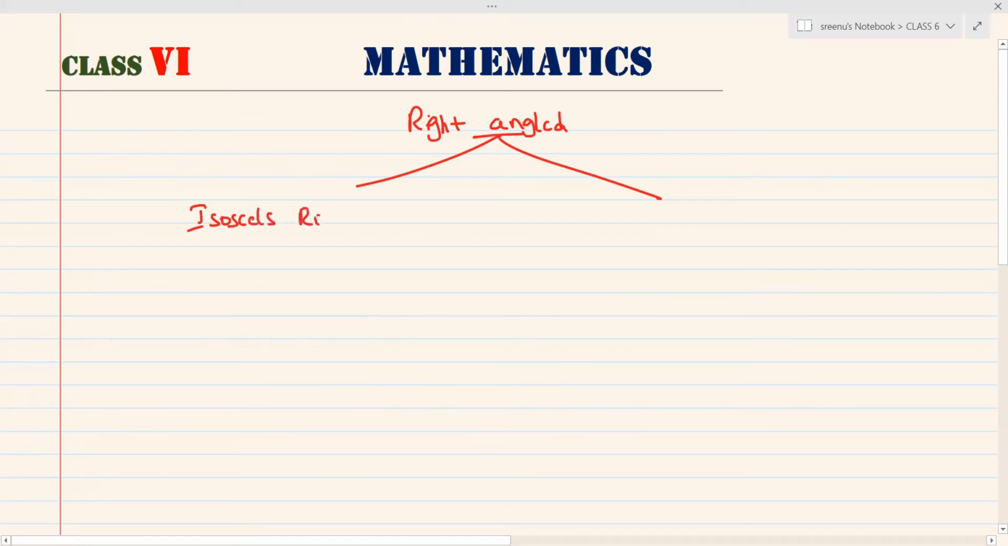isosceles right angle triangle, and scalene right angle triangle. Scalene right angle triangle. So what are these? Let us check. Already we have checked according to the sides, isosceles and scalene. What is an isosceles triangle? A triangle in which two sides are equal. A triangle in which all the sides are different is scalene.